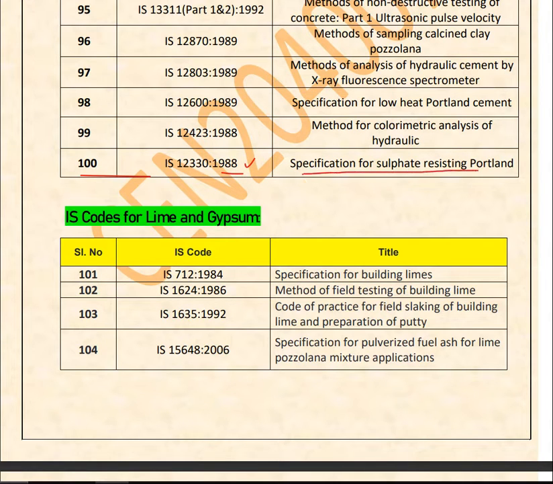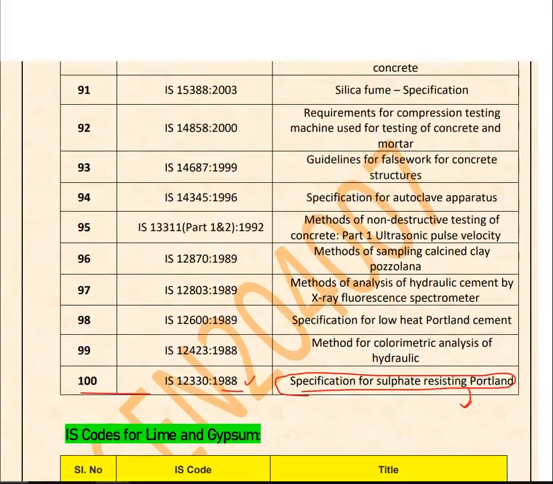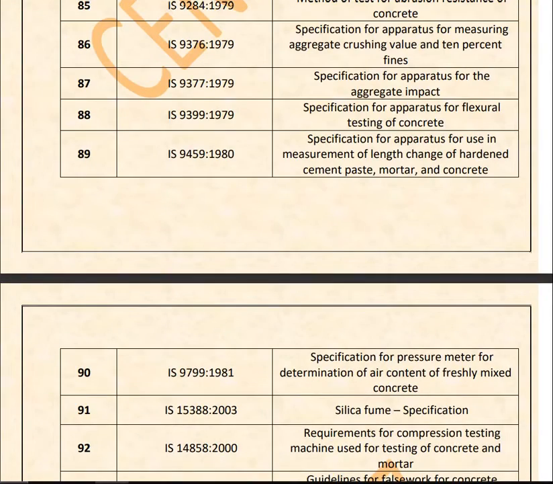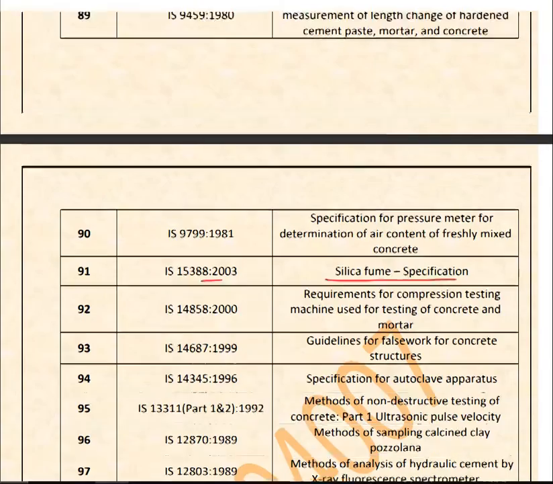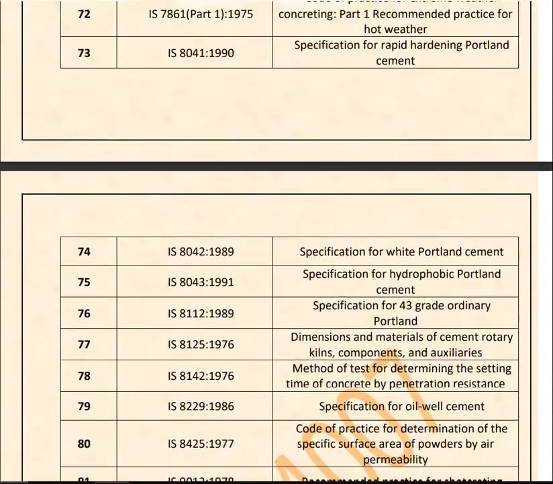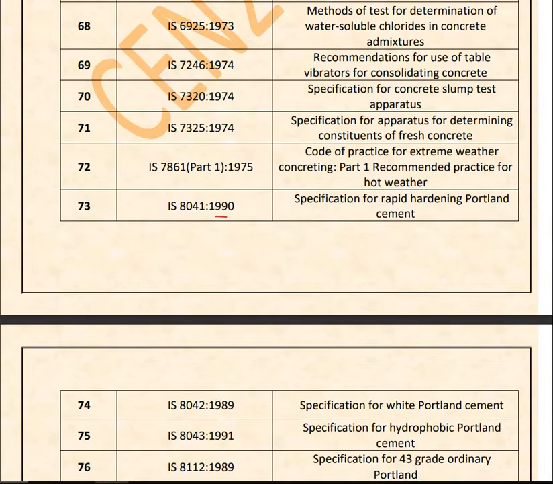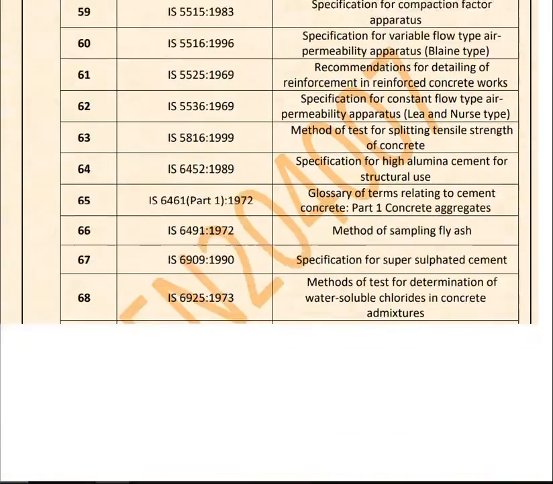That is the specification of sulfate resisting Portland cement. This is Portland cement, we know. Apart from this, there is IS 15388 from 2003, that is the silica fume specification. And there is also, from 1990, the specification of rapid hardening Portland cement, under IS 8041.